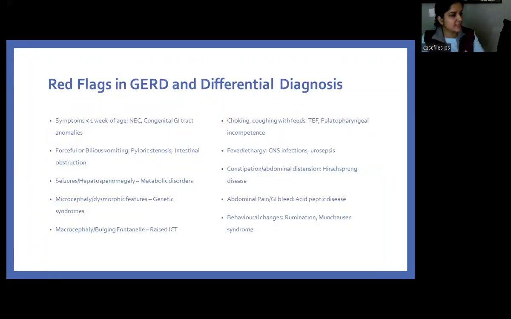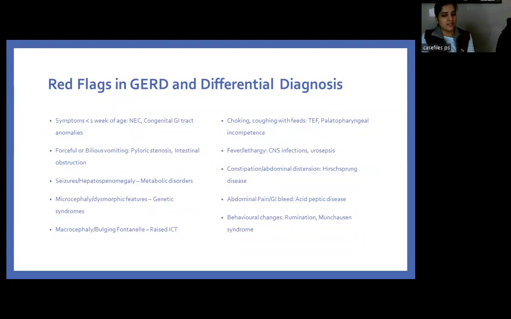There are certain red flag signs in GERD which have particular differential diagnoses. If any patient has these kinds of features, certain other diseases have to be ruled out before considering GERD as the cause of these symptoms. If the patient has symptoms within 1 week of age, then congenital GI tract anomalies have to be ruled out along with NEC. If the patient has forceful vomiting and bilious vomiting, then pyloric stenosis and intestinal obstruction have to be ruled out. If the patient has seizures along with hepatosplenomegaly, some metabolic disorders have to be ruled out.